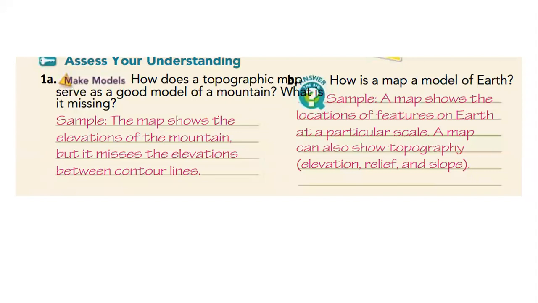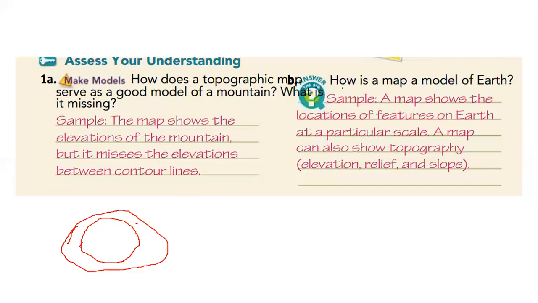So we'll take some questions from the book. How does the topographic map serve as a good model of mountain? And what is it missing? Here for mountain, we know the elevation. The topographic map provides us with information about the elevation. But the problem is the distance or the places between the contour lines. Here, we know the elevation for this contour line. We know the elevation for this contour line. The missing point here is the height between them. We don't know the height between this line and this line. So here the map shows the elevation for the mountain, but is missing the elevations between contour lines, as I told you.